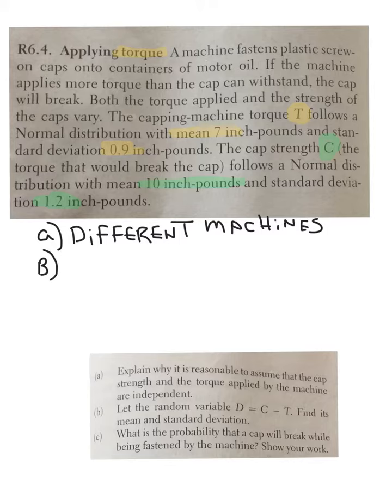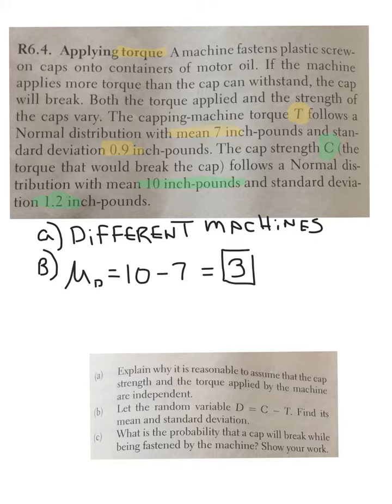Now let's look at letter B. So what we're going to do is we're going to look at a new mean and standard deviation, basically the difference of the cap strength minus the torque strength. Okay, and do the mean and standard deviation. Well, let's do this. We'll just call it the mean of D, which is cap strength is 10 and the torque strength is 7 on average. So we're going to have a new mean of 3 when we subtract those two.